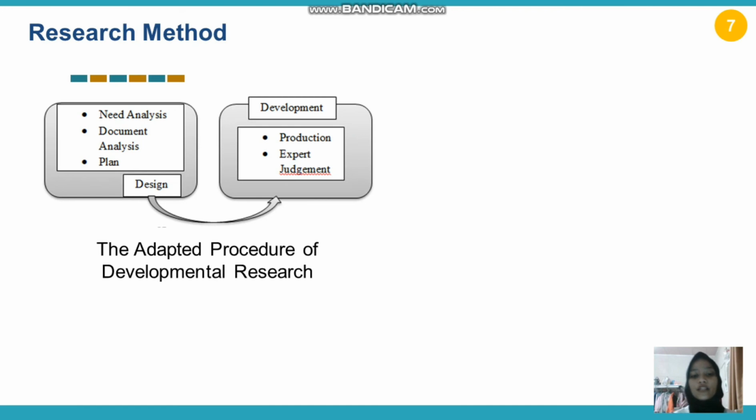In the developmental research procedure by Ritchie, Klein, and Nelson, they focus on the PPE, or planning, production, and evaluation. The planning comes from need analysis, document analysis, and planning in the design phase. Production comes from the realization of the planning phase. And after production, we continue to the evaluation. The evaluation comes from the expert judgment.